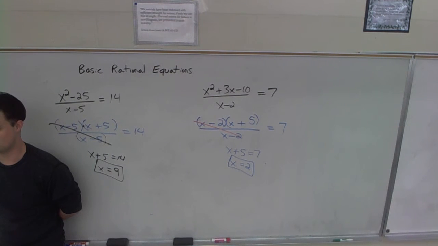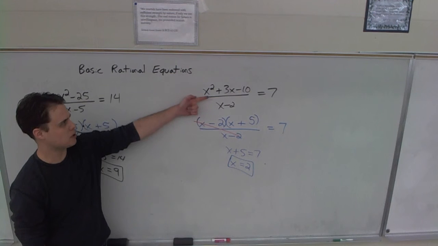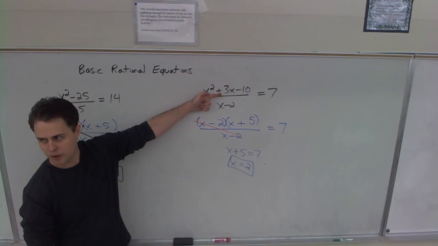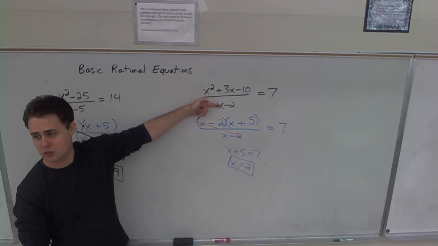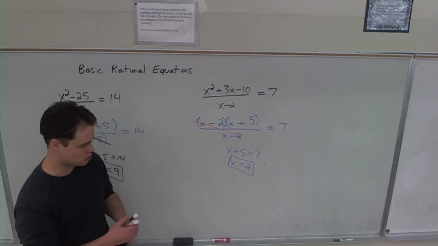Why is the 2 extraneous? If you plug it in up here, the top comes out as whatever. What's the bottom going to come out as? 0. That's a problem. That's broken on the left-hand side. That's not going to work. It's not going to be equal to 7. There's no way it's going to be equal to anything. So this is totally not an answer.